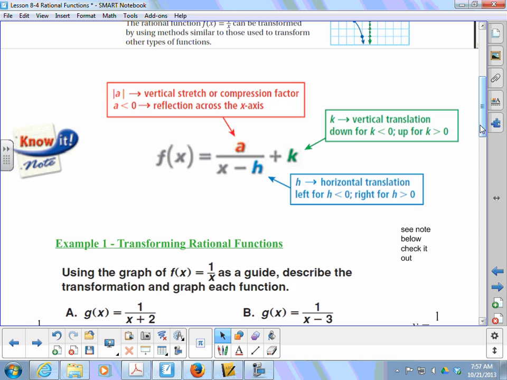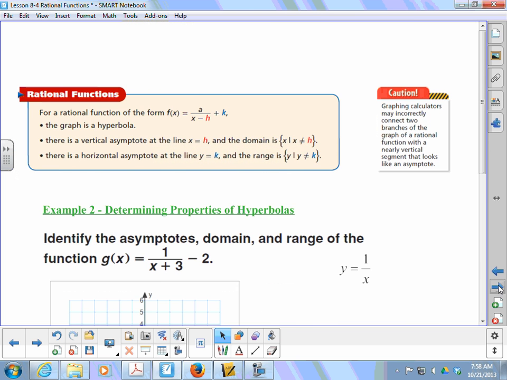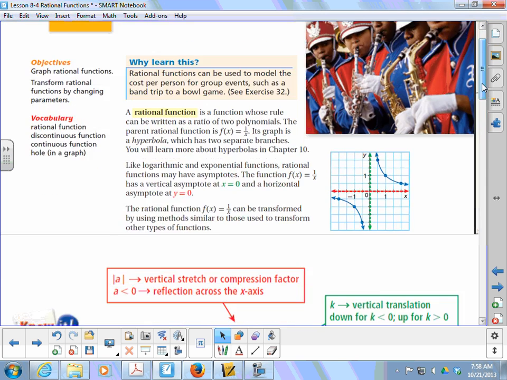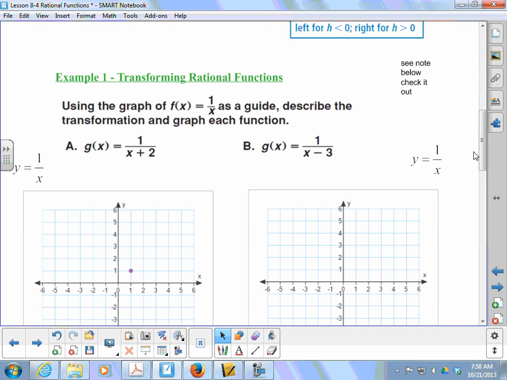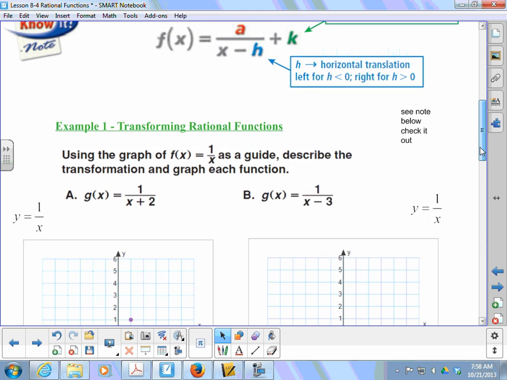Now, this is what I put on that little handout you've got. The top section of that handout is basically this information here. So we're going to do some transformations to start with.